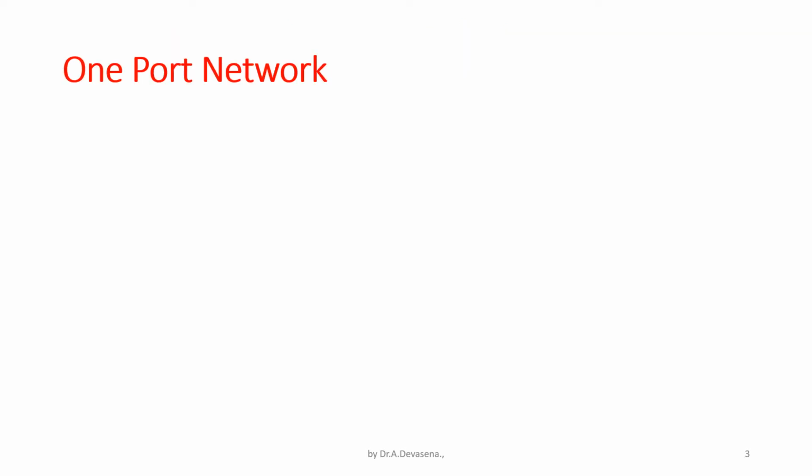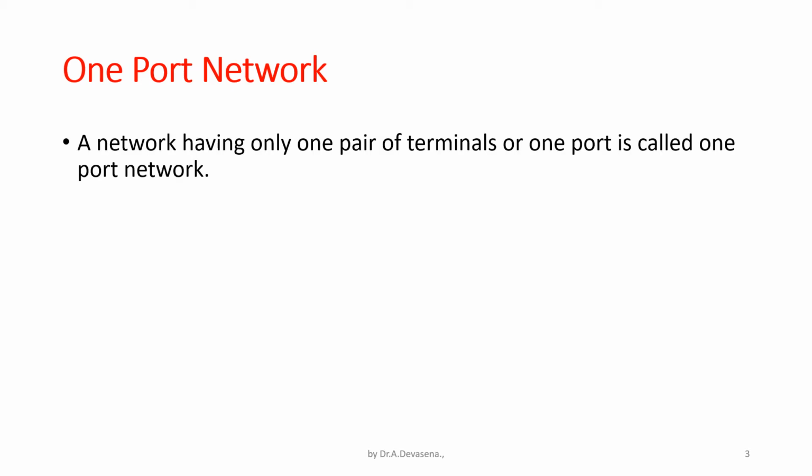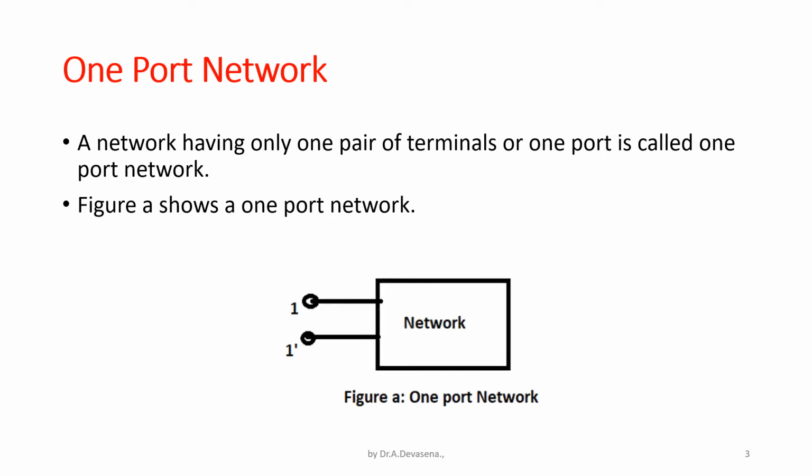Let's see the types of networks. This is a one-port network. A network having only one pair of terminals or one port is called a one-port network. Figure A shows a one-port network, and this is the representation of a network. Here we have one pair of terminals, 1 and 1 dash, connected to the network.